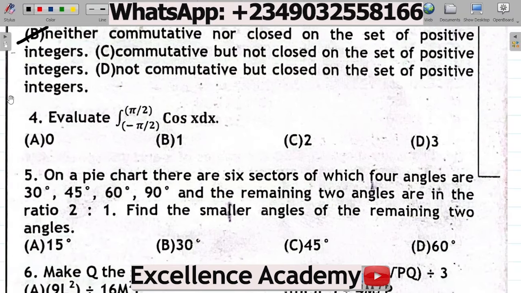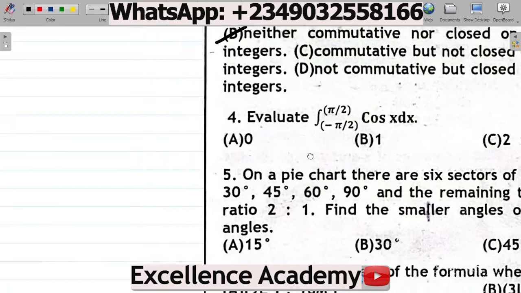Next up, question number 4. Question 4 says evaluate the integral of cos x dx, upper limit pi over 2, lower limit minus pi over 2. A is 0, B is 1, C is 2, D is 3. All right. So how do we solve this question?